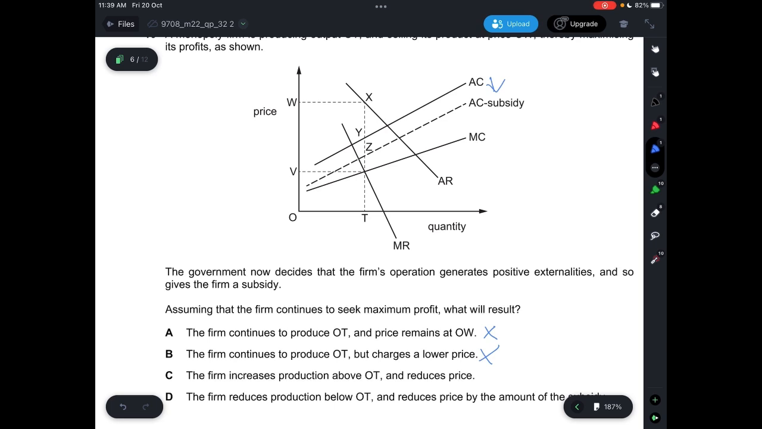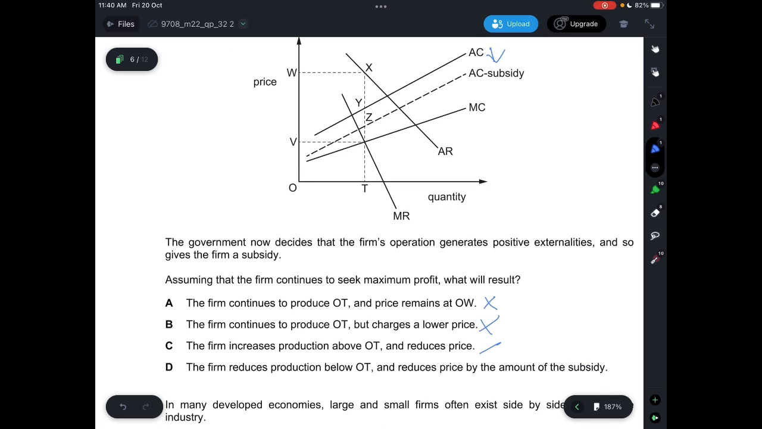And C, the firm increases production above OT and reduces price. This is correct because you'll be able to increase your quantity and also decrease the prices because of the shift of the AC curve to the right. So at the same time, your MC curve would also be different than this. So your production would then increase. Okay. And then D, the firm reduces production below OT and reduces prices by the amount of the subsidy. It will not reduce production, it will increase production because of the subsidy. So therefore, the answer here will be C.